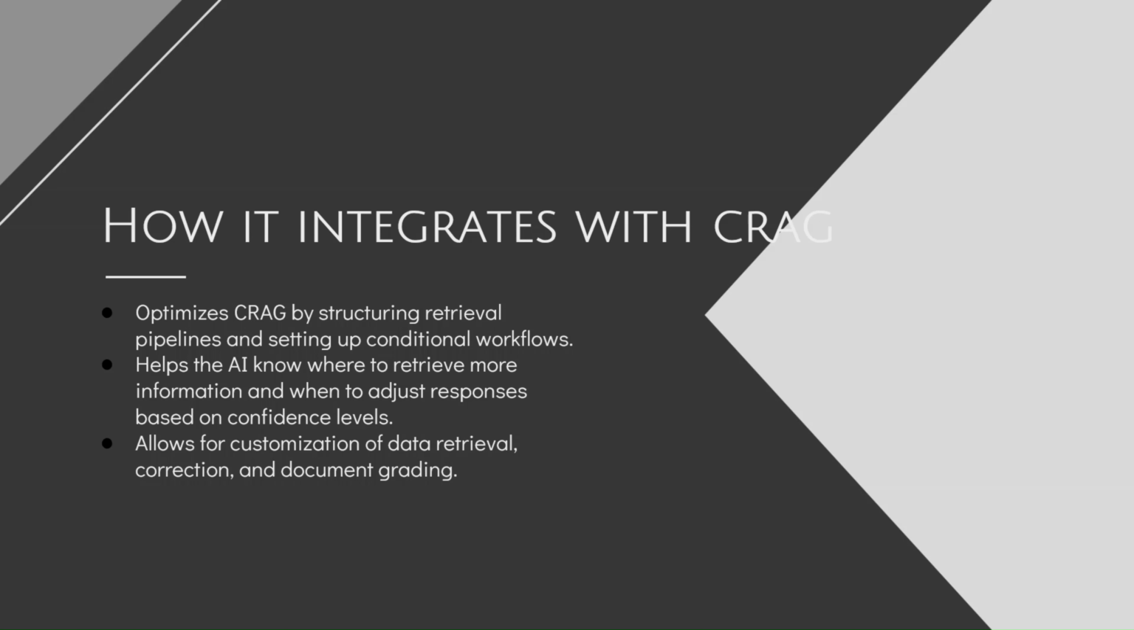It also helps us to set up conditional workflows. Like if the AI thinks it's 70% confident in an answer, it might just retrieve one more document. But if it's only 40% confident, LangGraph can make sure the system fetches more data, rechecks, and maybe even involves multiple sources to get the best answer. Basically, LangGraph allows you to customize how and when your model retrieves information, runs corrections, and even grades the relevance of documents, all in a scalable way.